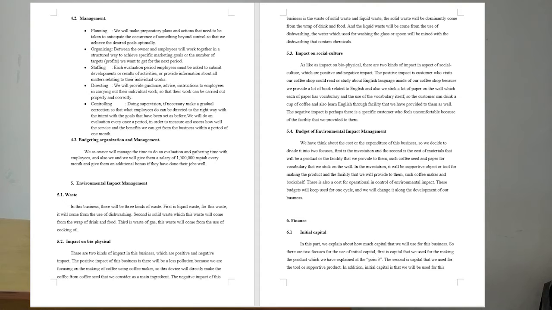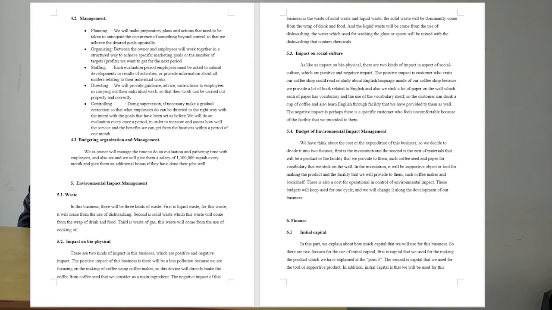And the next point is budget of environmental impact management. We have to think about the cost, or the expenditure, of this business. So we decided to divide it into two focuses. First is the installation, and the second is the cost of materials that will be a product or the facility that we provide to them, such as coffee sheet and paper for vocabulary that we stick on the wall.